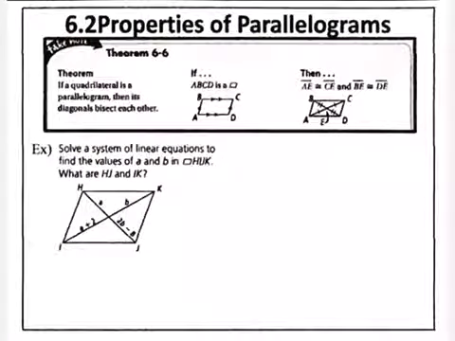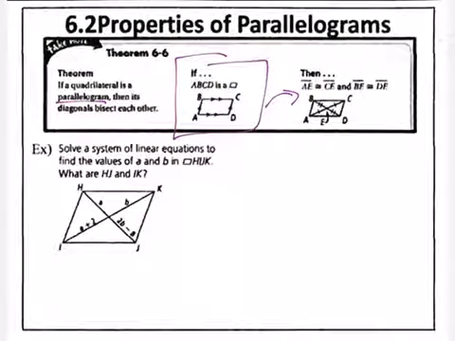A quadrilateral is a parallelogram, then its diagonals bisect each other. So if we know that a quadrilateral is a parallelogram, then we also know that the diagonals of that parallelogram are going to bisect each other or cut themselves into two equal parts. So in this case, AC bisects BD, creating BE congruent to ED, and BD also cuts AC, so AE is congruent to EC.